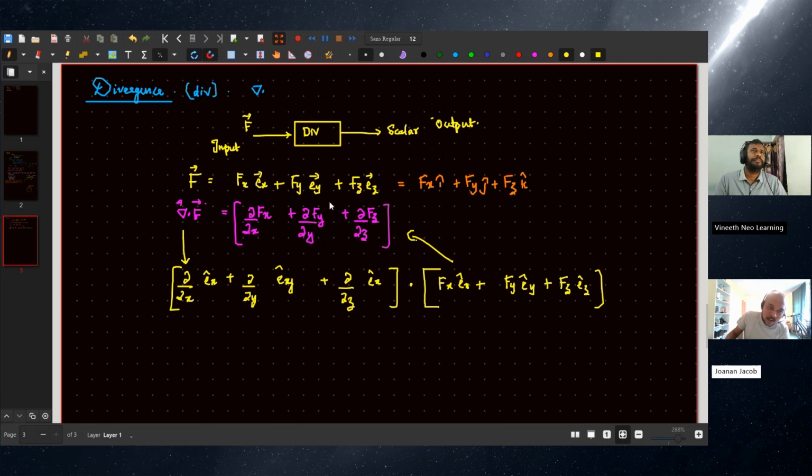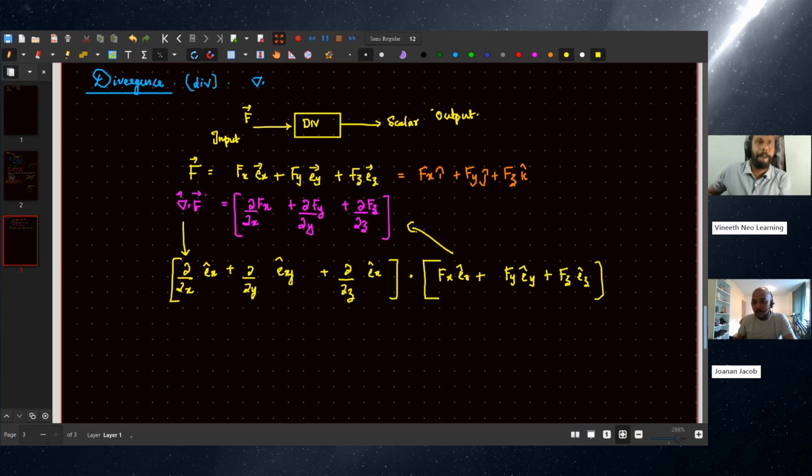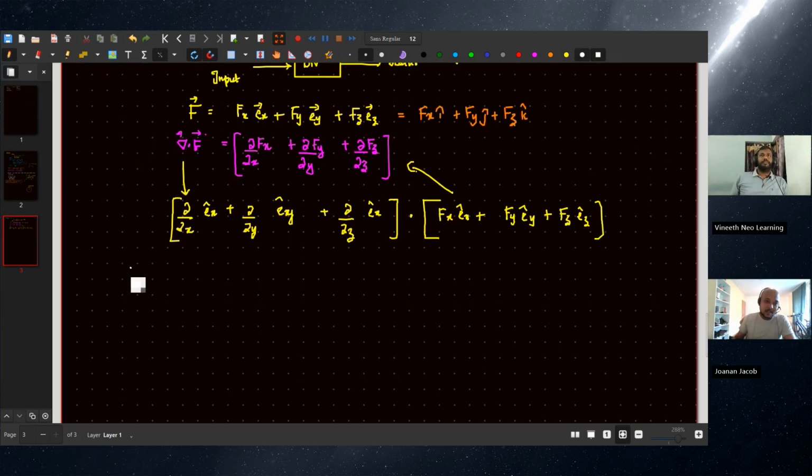This is how we take the divergence of a vector. Now let's talk about the physical meaning, the physical intuition. In order to understand that, I would like to move our attention to a different way of defining divergence, using an integral. Let's look at that.